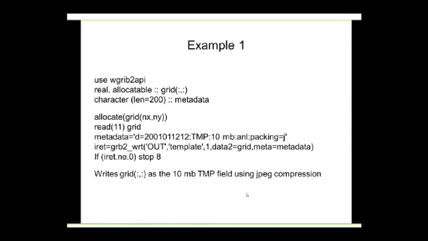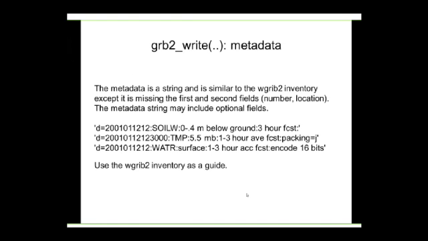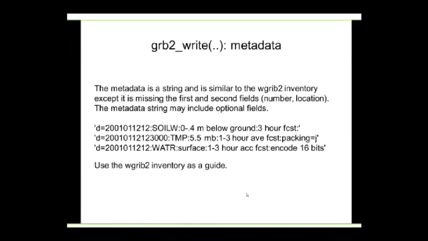Okay, here's an example. In this case, you give 3 lines. Does that mean the 3 lines together are the metadata? No, each line is a different example. Metadata is only 1 line long. Here are 3 different examples showing different variables, different levels, and different times, for example, packing 5.5 and millibar. These are just examples.